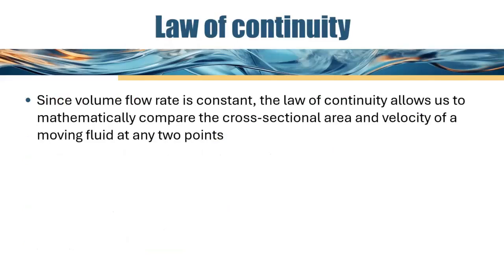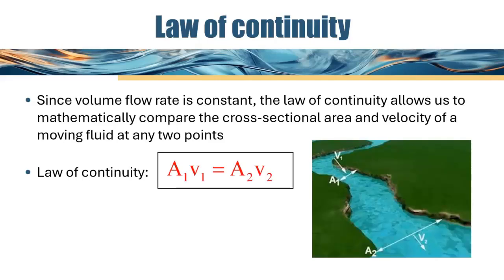The law of continuity allows us to mathematically compare the cross-sectional area and velocity of a moving fluid at any 2 points. So for example, we have a river here that has a narrow section and a wide section. We'll call this point 1 and we'll call this point 2. The volume flow rate is the same. So the volume flow rate, or the area times velocity at point 1, has to equal the area times the velocity at point 2. So we'll look at that in a minute.